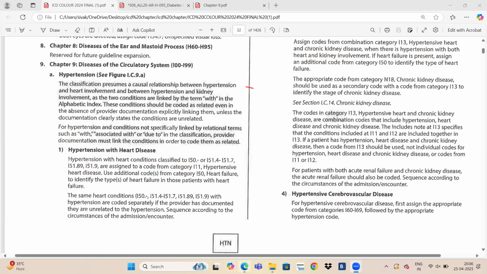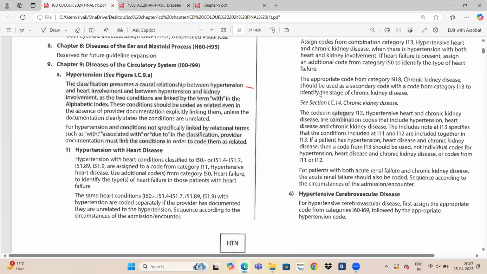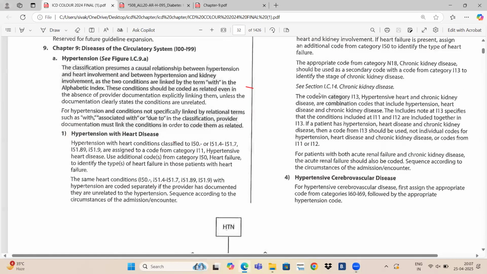So we can start today. Chapter 9, hypertension. After yesterday, we discussed the chapters neoplasms, diabetes, glaucoma, and this everything, right? Next chapter, chapter 9, diseases of the circulatory system.